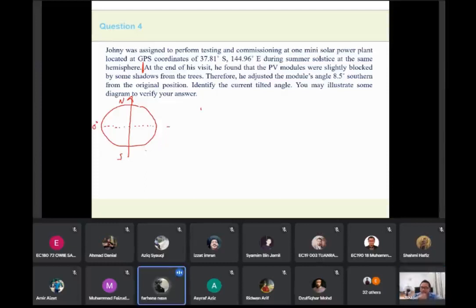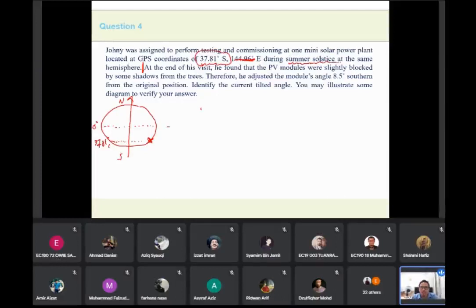37.81 south. Mana tu? Kat bawah. Okay, sinilah, kat belah kanan. Kiri tak muat. Okay, sini kanan. So 37.81 south. Okay, thank you. We know already the location of Johnny is here. This one ignore. Next clue is what?